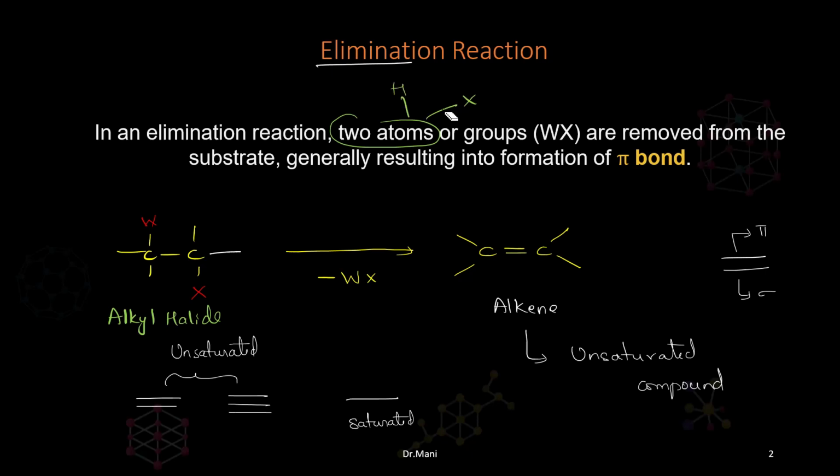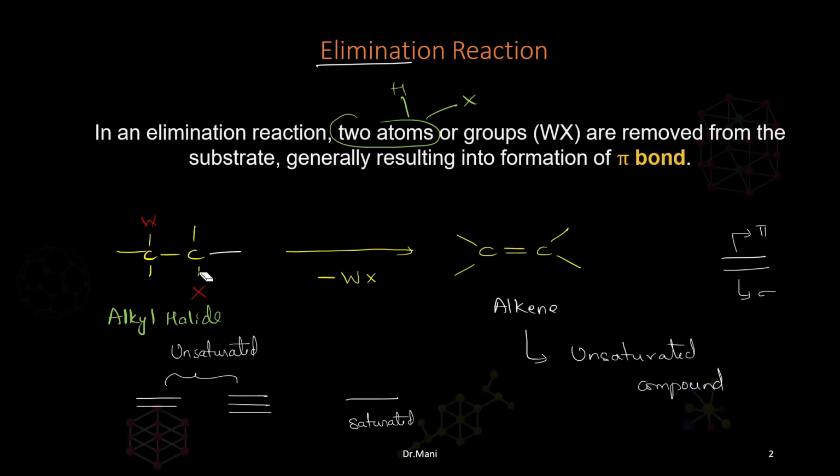W means the withdrawing group. As you are removing this, it is making the pi bond between carbon and carbon. As you removed them, now the carbon has only three bonds, but we know carbon should form four bonds. So the carbon makes a bond with the other carbon. That's how a single bond turns into a double bond.